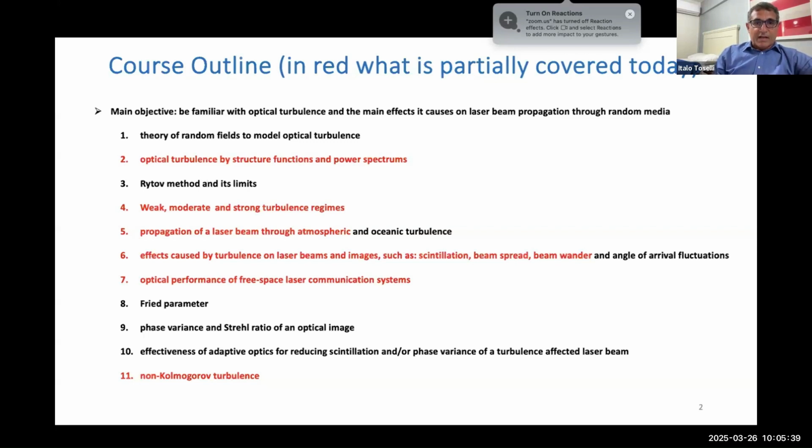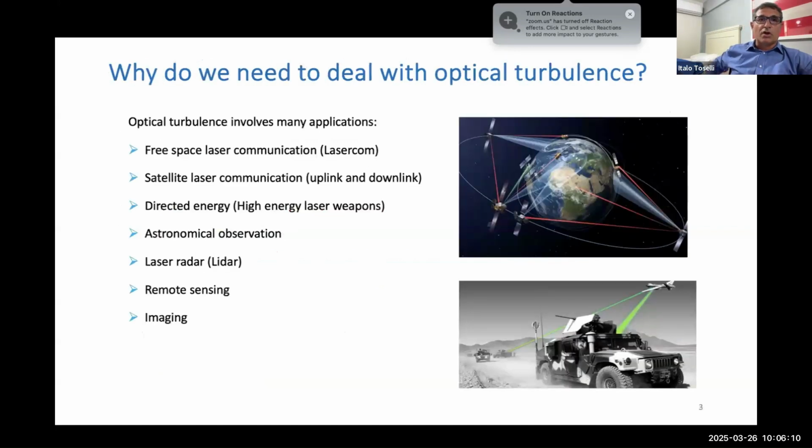I'm going to talk about effects caused by turbulence on laser beams and images, such as scintillation, beam spread, beam wander. Then I'm going to give you an idea of how we measure optical system performance and what the impact of turbulence on this performance is. Of course, it is deleterious. Turbulence is deleterious. And finally, just one slide on what I mean by non-Kolmogorov turbulence.